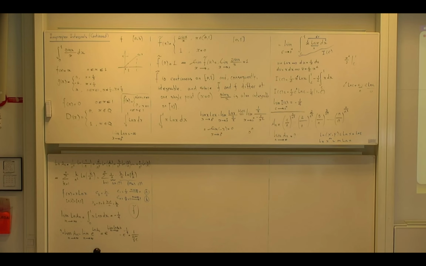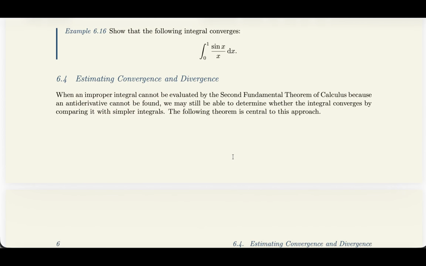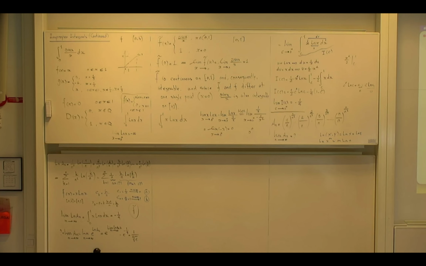Okay, but now let us continue. The main part is this one, estimating convergence and divergence. It means that usually when an improper integral cannot be evaluated by the second fundamental theorem of calculus because an antiderivative cannot be found or is very hard to find, we may still be able to determine whether the integral converges by comparing it with simple integrals. So that's the idea. And if you don't mind, let me just immediately tell you the theorem.